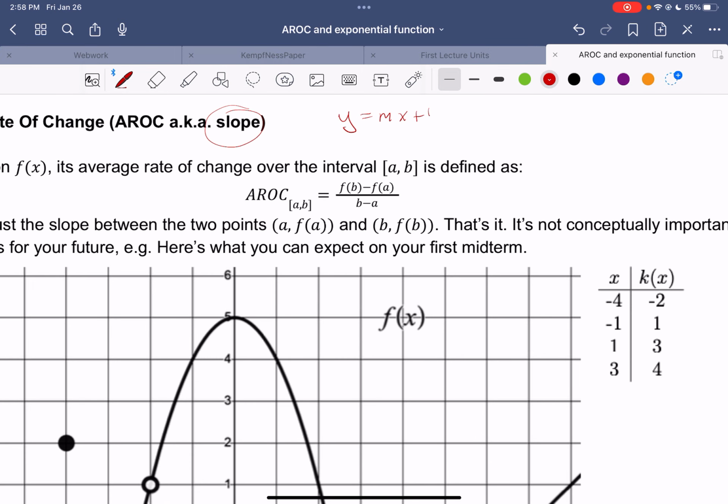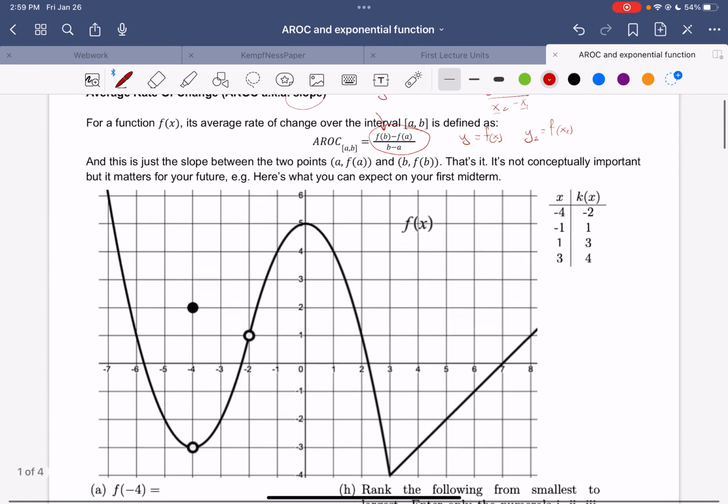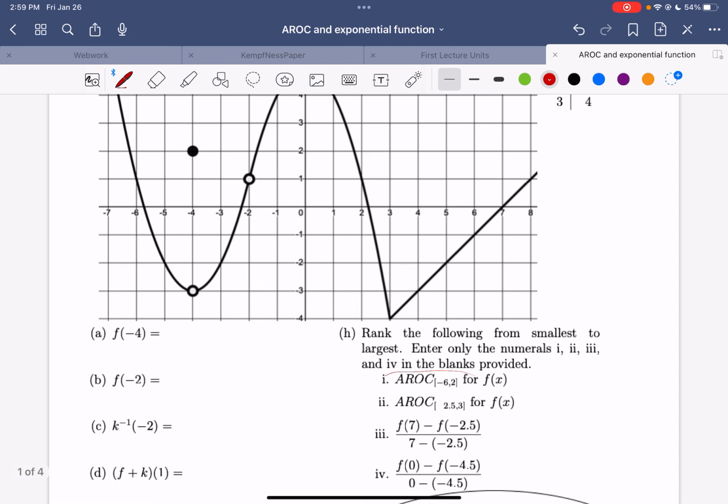We have y equals mx plus b, and we're used to the slope formula, y2 minus y1 over x2 minus x1. But that's actually what this formula is, where you say y is a function of x. And so, how would you find y2? Well, you'd have to plug x2 into your function. So why use subscripts when you can just use different letters? Instead of having the same letter x with subscripts, we call these a and b. And so f of b, for example.